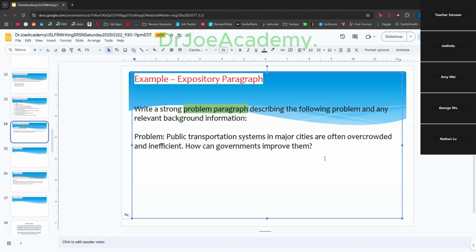Your answer should be around, I want to say, 5 to 6 sentences. If you want to go longer, 7, no problem. But let's aim for around 5 sentences. I'll give you guys around 5 to 7 minutes to complete this. If you have any questions, let me know.